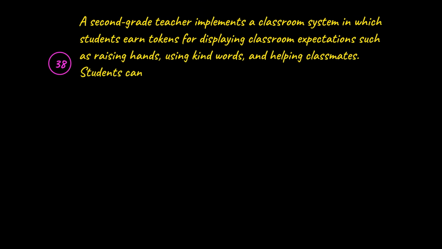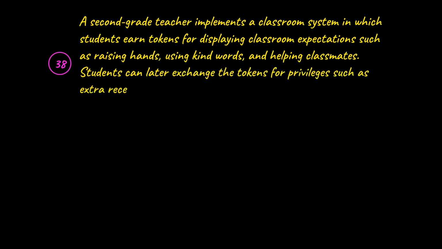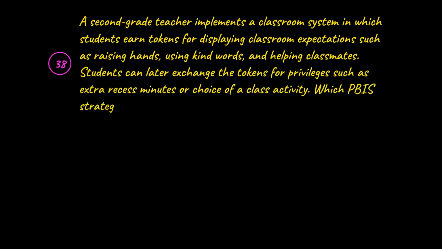Question 38. A second grade teacher implements a classroom system in which students earn tokens for displaying classroom expectations such as raising hands, using kind words, and helping classmates. Students can later exchange the tokens for privileges such as extra recess minutes or choice of a class activity. Which PBIS strategy is the teacher using?